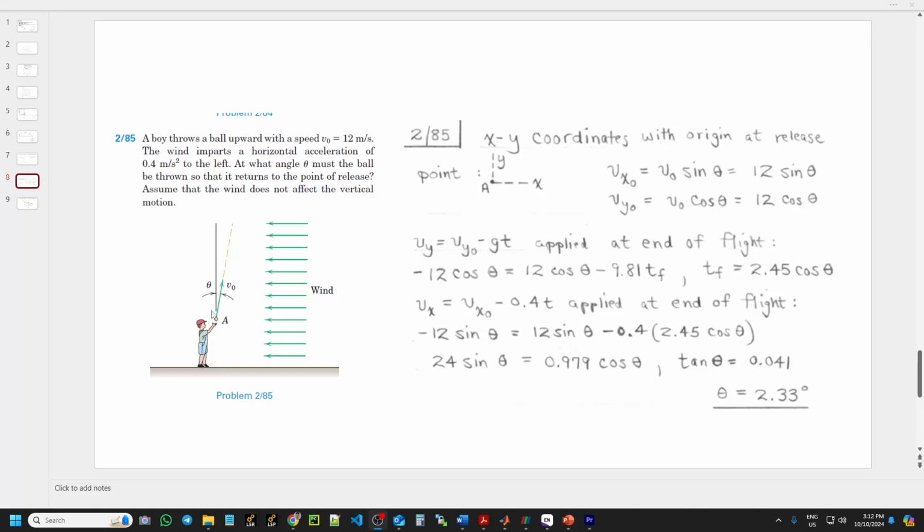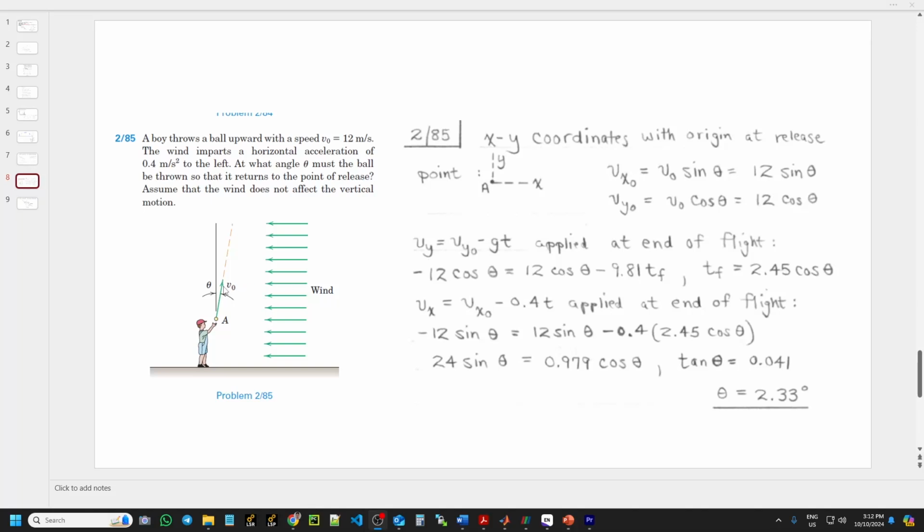So when this ball goes up and then comes back, the acceleration is constant and it is equal to minus g, minus 9.81. So vy is equal to vy0 minus gt.